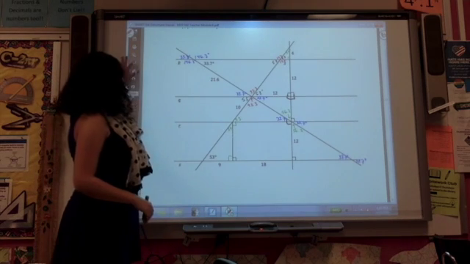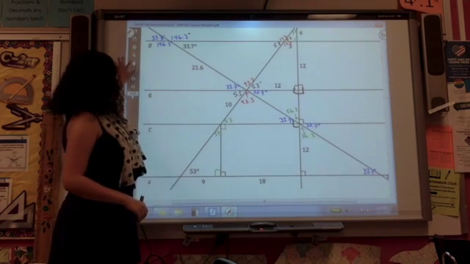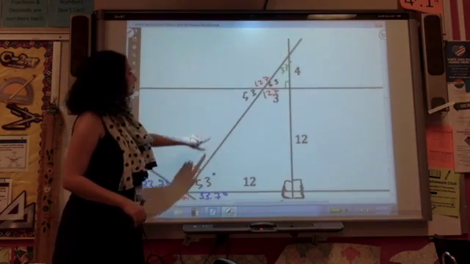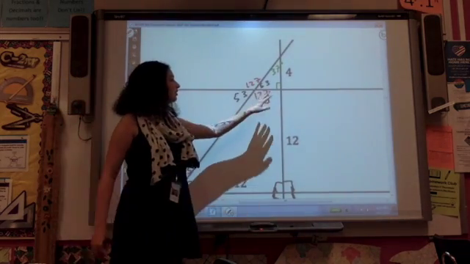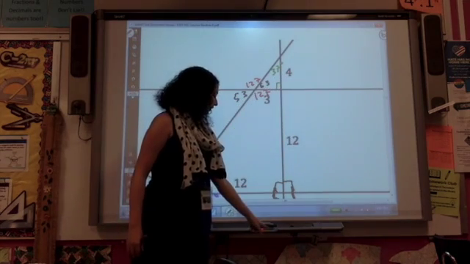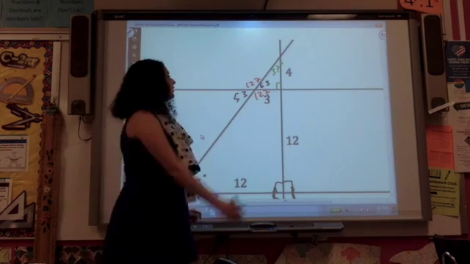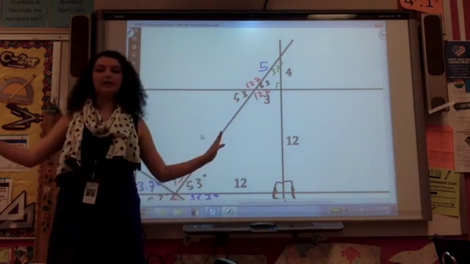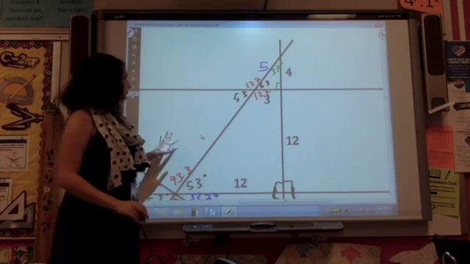Okay, so I'm going to zoom in again and come up over here. So I have a 3 and a 4, and it's a right triangle. So as I said before, we can go ahead and put in a 5, and we don't have to do any other calculations.